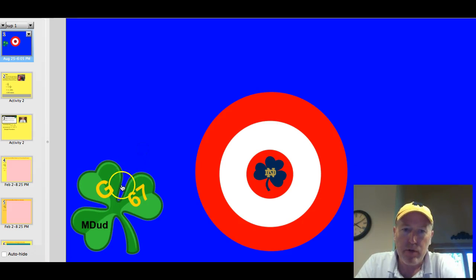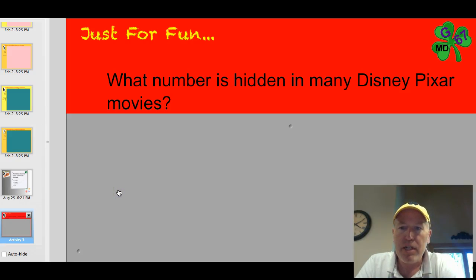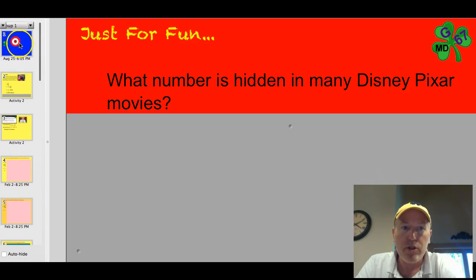Before we do that, let's start off with a trivia question today. What number is hidden in many Disney Pixar movies? And it's not just the Pixar ones, I found out when I did the research.